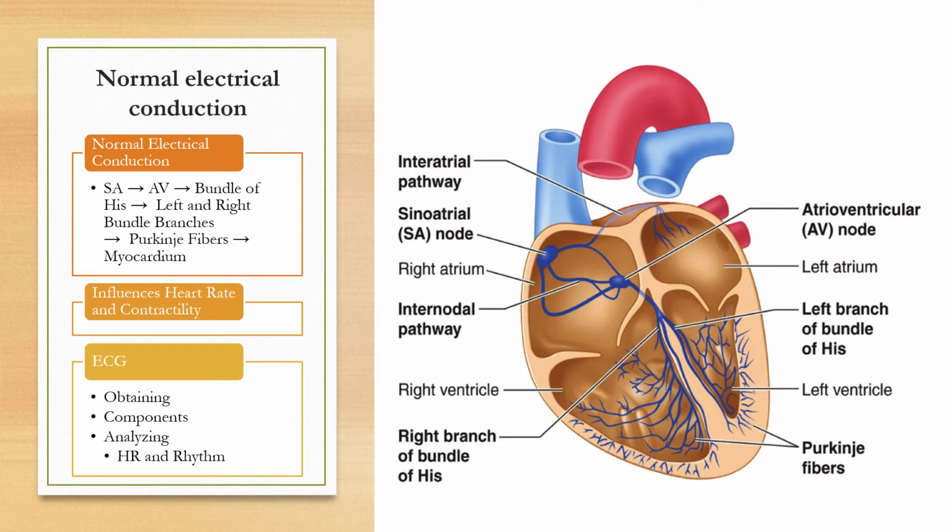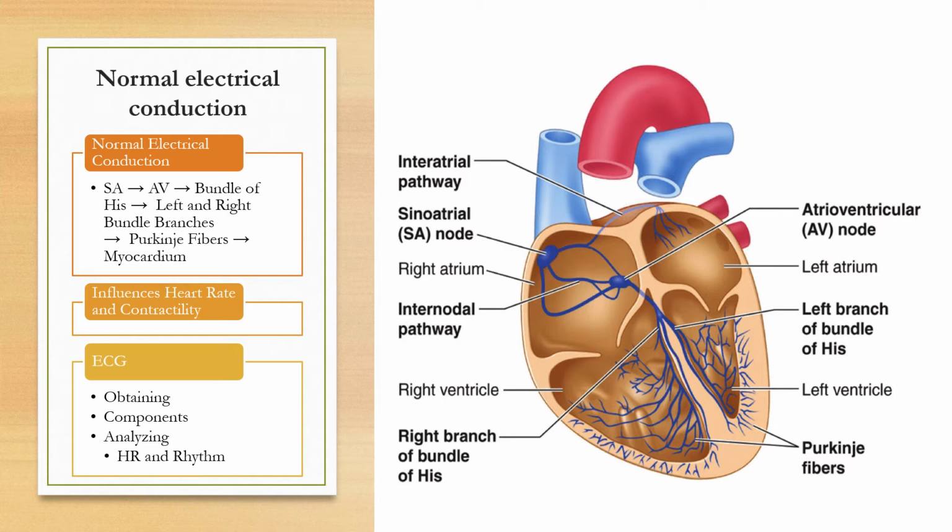Okay, so let's look at just normal electrical conduction. We have a little bundle of nerves called the sinoatrial node in the top right corner of the right atrium, and it's what we call an automated pacemaker, meaning it can regulate its own depolarization and regulate the heart rate. So it's constantly being adjusted.